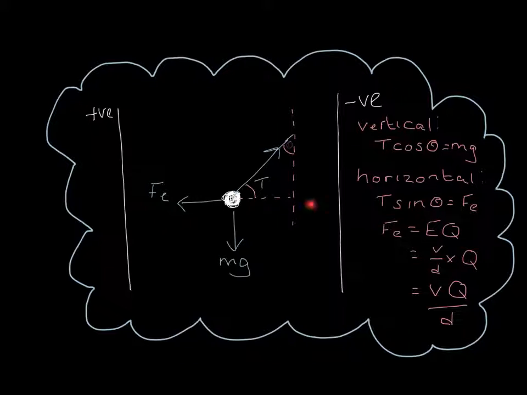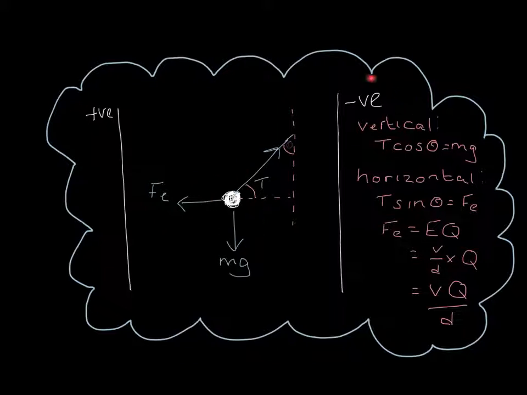So we say vertically, T cos theta is equal to mg. Now, this is because tension actually works both up and down the string, so it's going to be T, which is the magnitude or the hypotenuse of your right angle triangle, times cos theta, which will get you your vertical. Then horizontally, you can say that T sin theta, once again because T and sin theta will give you your horizontal component, is equal to the electric force that is affected upon the particle.